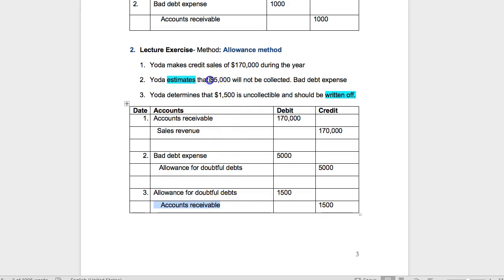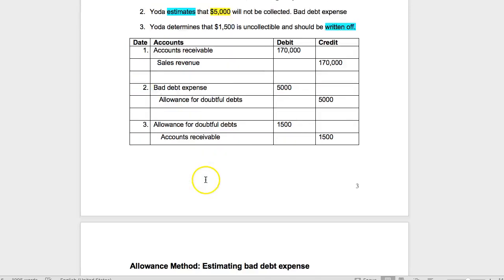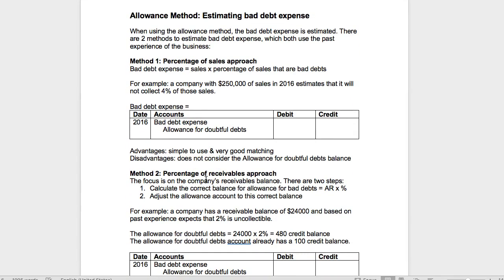So you might be wondering about this $5,000. How do you estimate the bad debt expense? That's the next thing I'm going to show you here. So remember that you only estimate bad debt expense when you're using the allowance method. And there's actually 2 ways to estimate, and both of these will use the past experience of the business.